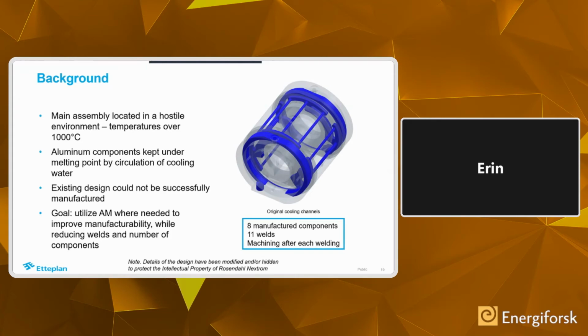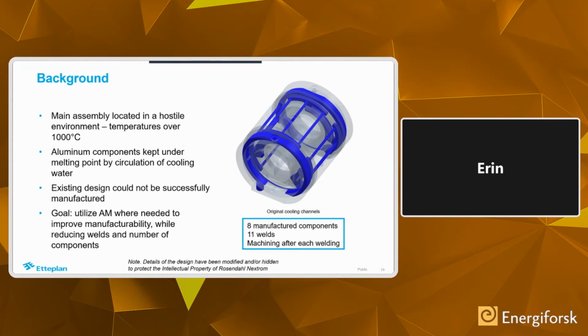And in order to sort of survive in that environment, there are cooling channels with circulating water that are needed to keep the temperature of the part below melting point. And so the image on the right here is showing this initial design coming from the customer. So the blue is showing the cooling channels, and the transparent, I guess, is the rest of the design. So this is the whole component there.